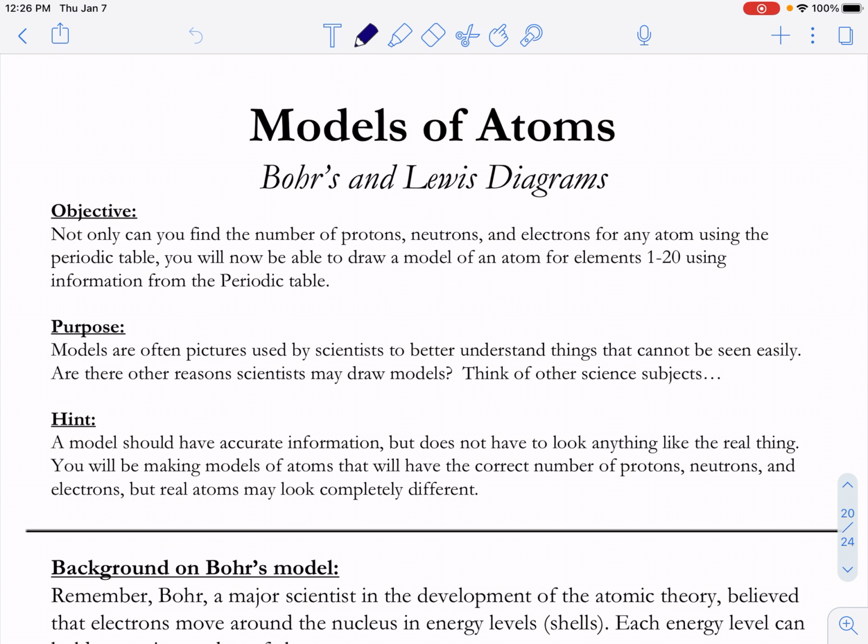Hi, everyone. One of the final types of models that we're going to be thinking about when we consider atoms is what we call the Bohr and Lewis diagram. Now, we'll get to Lewis in another day or so, but Bohr is going to be our focus. Notice that this word isn't spelled like just a Bohr, like B-O-R-E, but rather B-O-H-R. That's a gentleman's name, which I've brought up in class before.